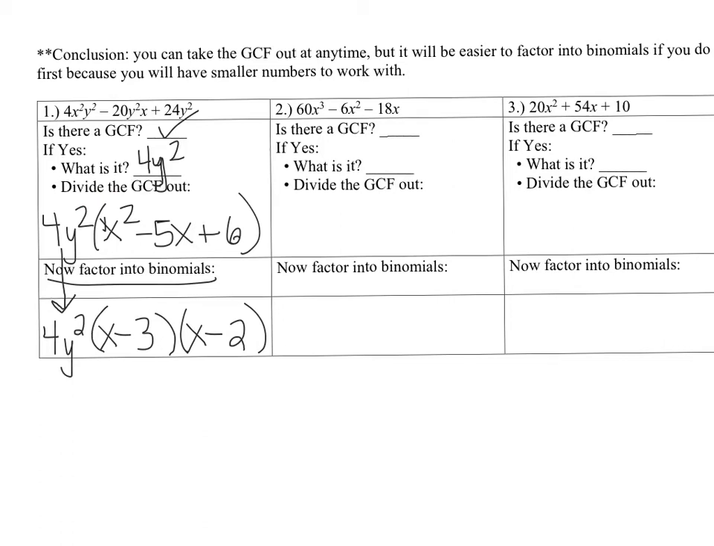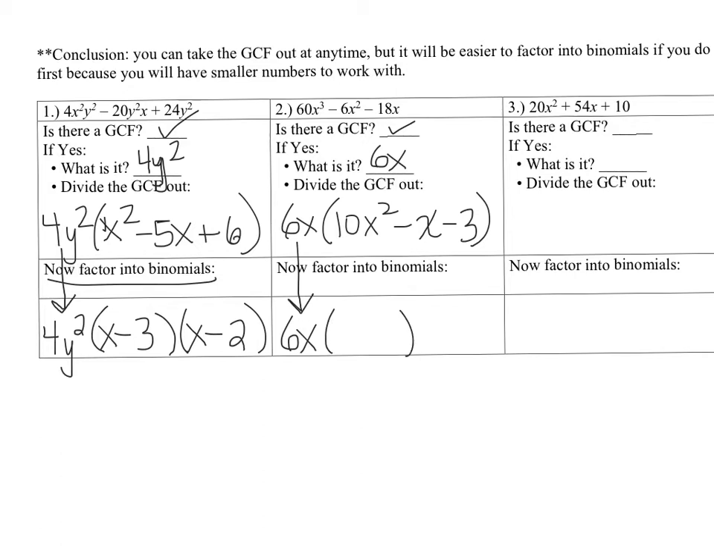So the next one, is there a GCF? Yes, in this case there is a GCF. If you look, what is it that they have in common? Well, they all have a 6 in common, and they all have an x on them. So 6x is my GCF. So I'm going to pull out the 6x, and then I'm going to be left with 10x squared minus x, which is really 1x, minus 3. You have this trinomial now. You're now going to factor that into binomials. But don't forget the 6x. Lots of people pull out their GCF and they forget to write it down. That's part of the answer.